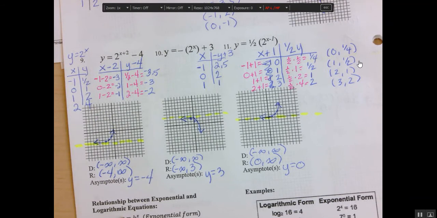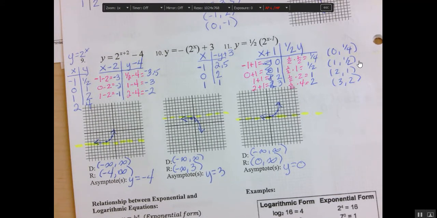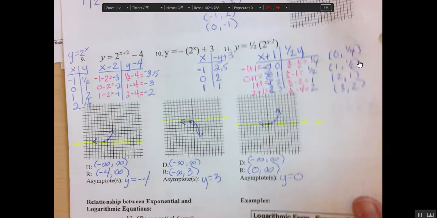And the logarithm is the inverse of the exponential. So the way we're going to graph the first logarithm is by finding the inverse from the table of values. When you do the inverse of a table of values, what do you do with the x and y? You switch them. So the x becomes the y and the y becomes the x. So that's what we're going to do on the next page. Okay.